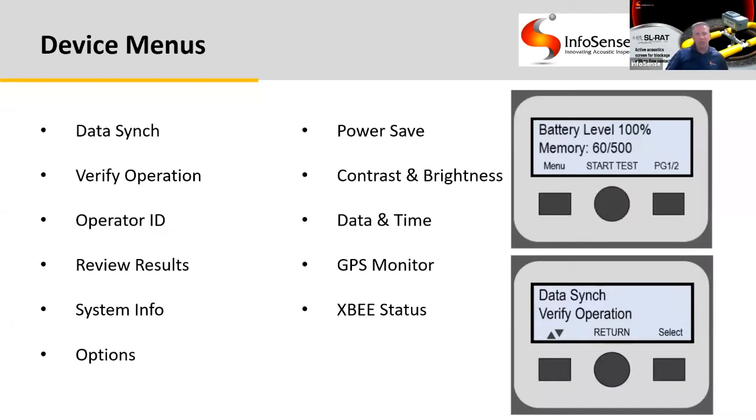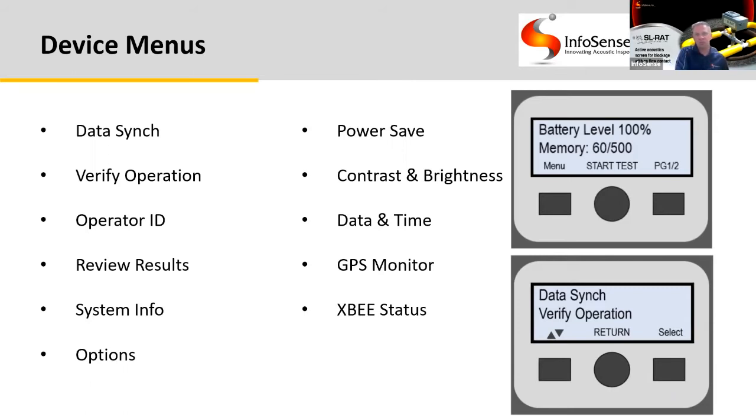There are several menu options that you can scroll through, as shown here on the top display picture. You access the menus by pushing the left square button on the SLRAT. You'll also see the center circle button is to start a test, and the right square button goes to page 2 of 2.